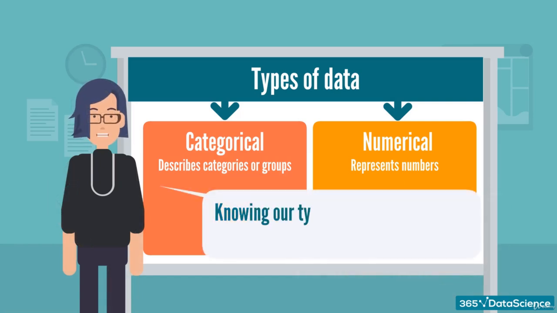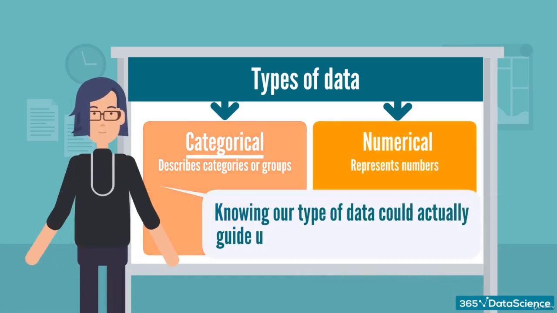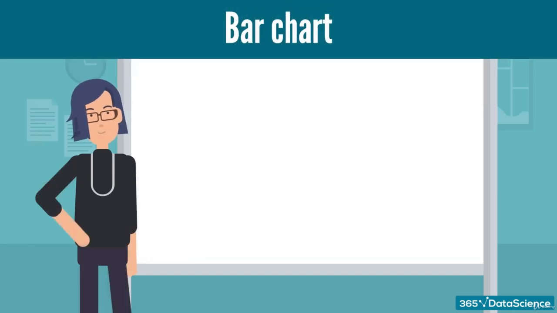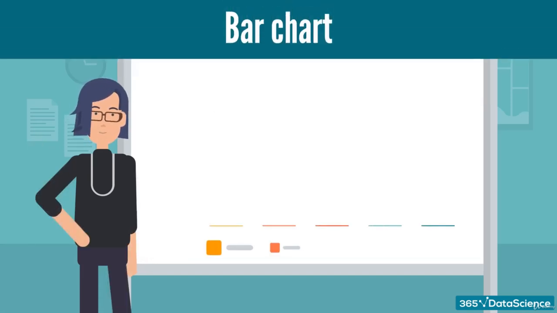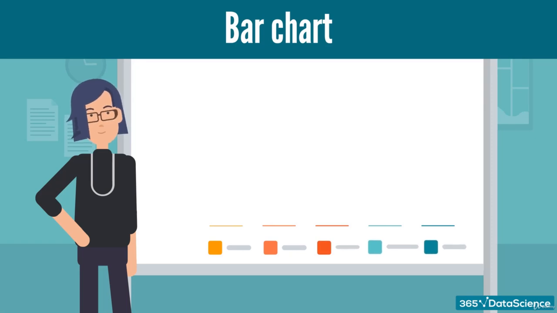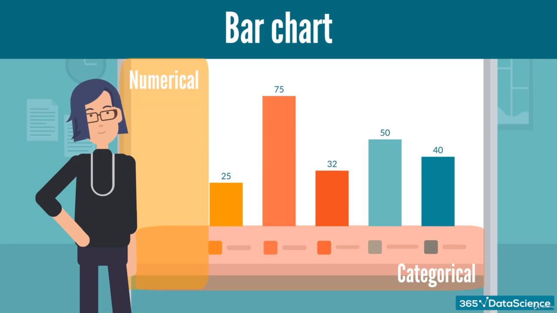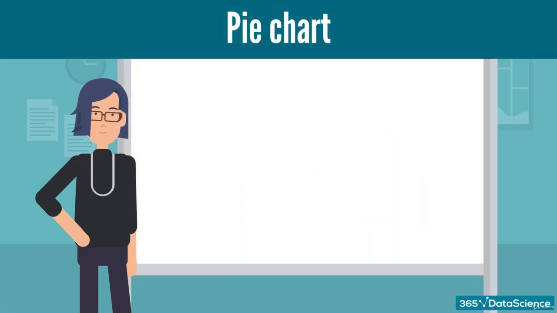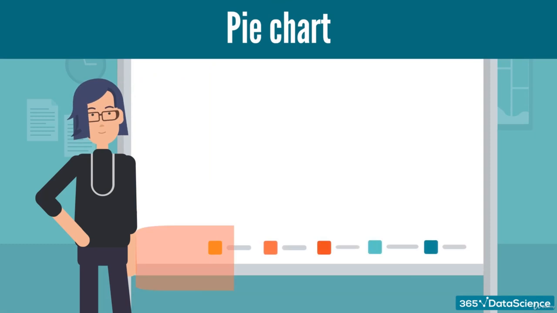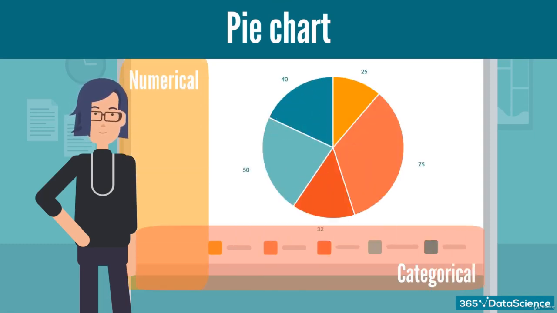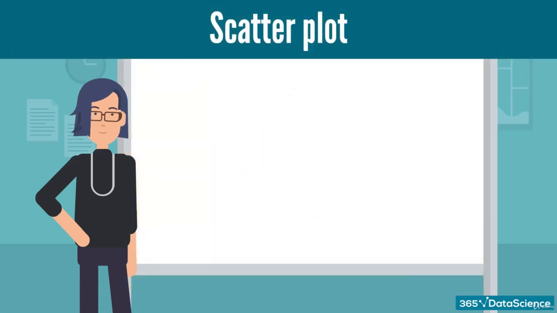Well, knowing whether our data is numerical or categorical could actually guide us towards the appropriate chart. For instance, a bar chart contains several bars or several categories. Therefore, when using a bar chart, you will definitely have some categorical variable which is represented by each bar. Then there will be a numerical measure to show how high these bars will be. How about a pie chart? It's quite similar. There are several categories and some numerical measure to show what portion of the pie is attributed to that category.